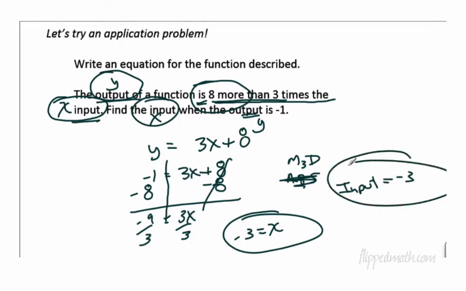Hey, that's it. We're all done with solving two-step equations. Coming up, even more steps. But let's master this first. Go through, do your practice. Make sure you check your answers.